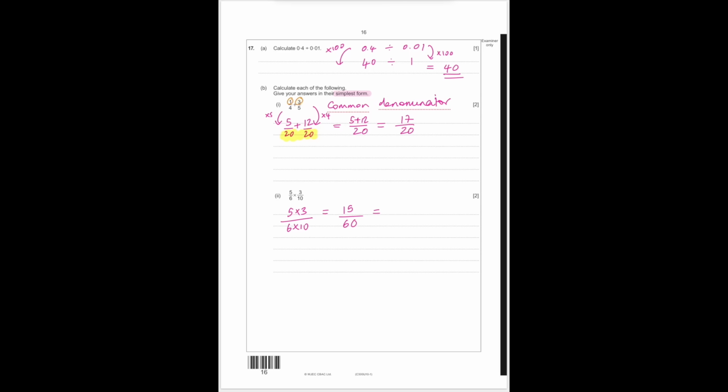Now straight away I spot I can divide by 15. So that would be 1 on top and 4 on the bottom. You could have divided by 5 and then divided by 3. It doesn't matter how many steps you take as long as you get to the correct answer.